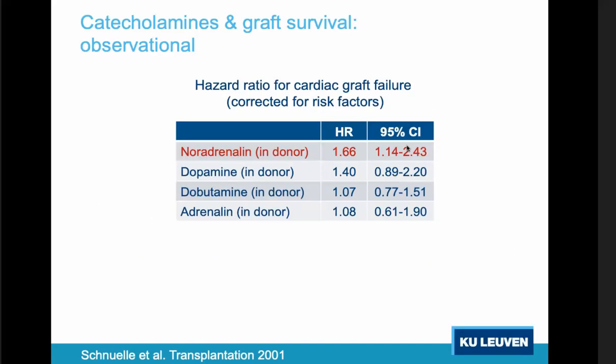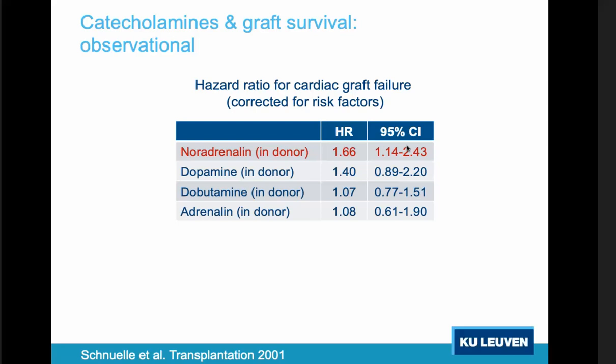And in this particular study, when split up per type of catecholamine, the association was only significant for noradrenaline and not for the other catecholamines. So based on this low level of evidence, one could conclude that noradrenaline is not preferred in brain-dead organ donors. However, I must say this is a very low level of evidence, and there's a very high risk of bias in these kind of studies. There's a higher risk of residual confounding.